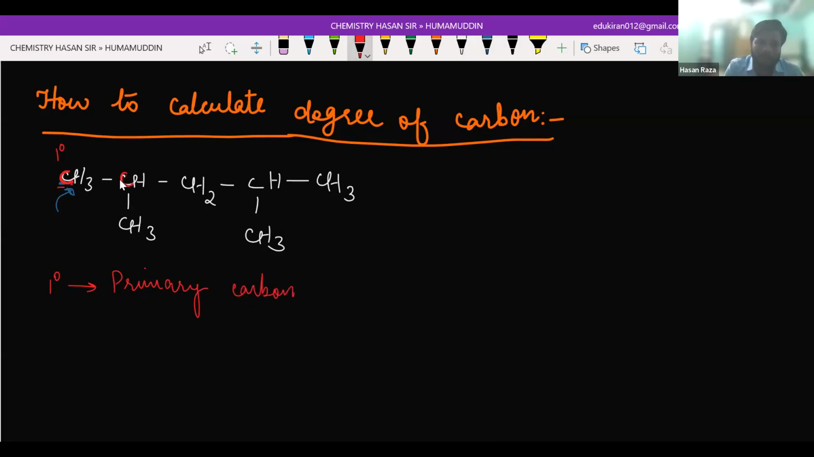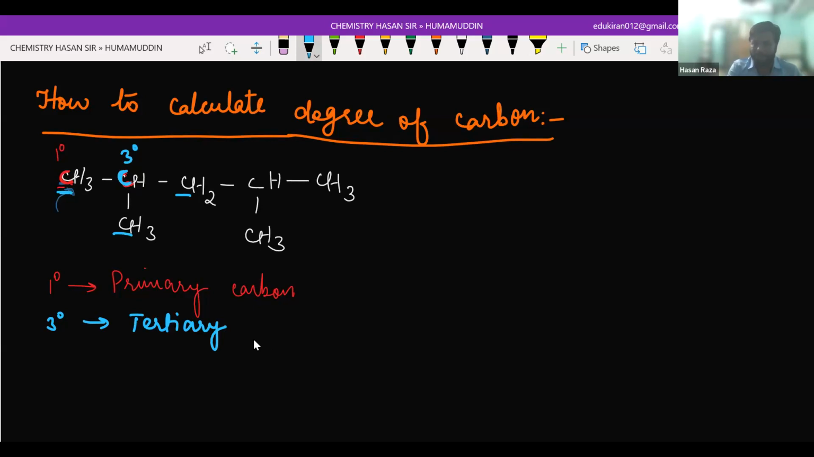Now, can anyone tell me what is the degree of this carbon? Austin? No, secondary. 3 degree it will be, and 3 degree is basically tertiary. We call it tertiary. How is it 3 degree? So you can see this carbon is directly connected with this carbon, first carbon, 1 carbon, 2 carbon, and 3 carbon, directly attached with 3 carbon, and hence it is tertiary. Are you getting my point?